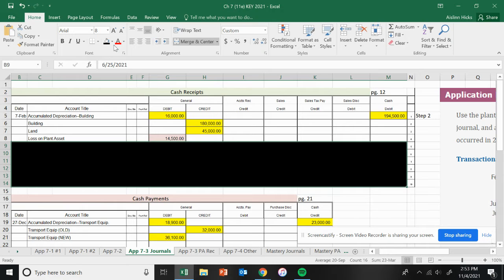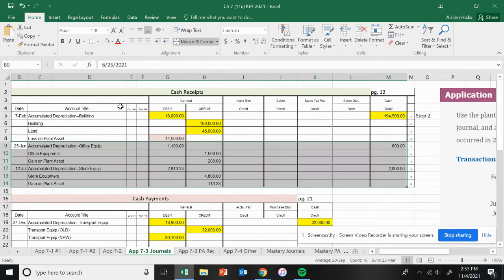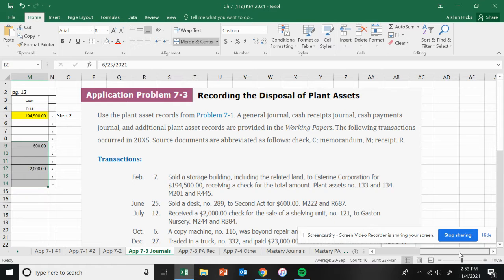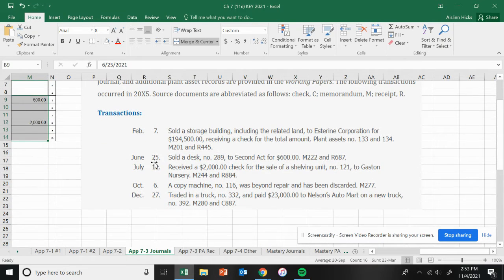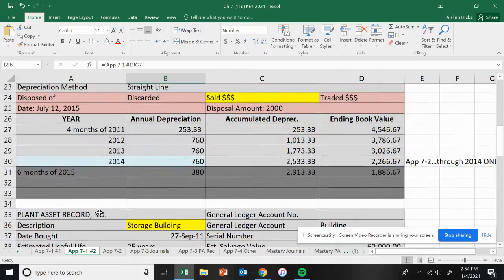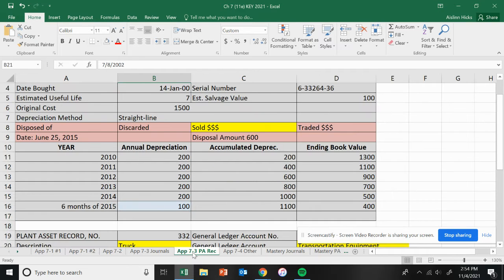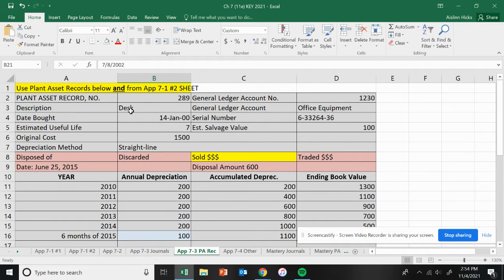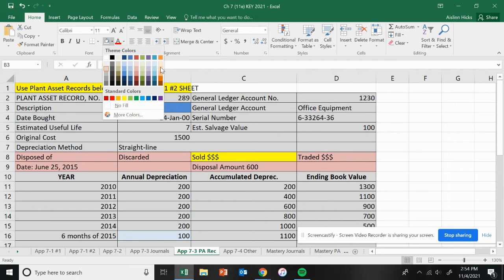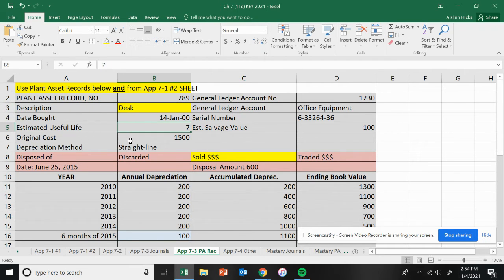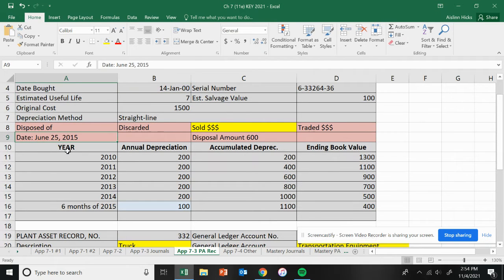All right, let me go ahead and unhighlight that, and let's go on to number 2. June 25th says I sold a desk for $600. I look in my first group of plant assets, and I don't have a desk. So look in your second group of plant assets, which is over here, 7-3 PA records, and find that desk. Here it is. And what I'm going to do is get rid of it on June 25th, 2015. So go ahead and type that in.